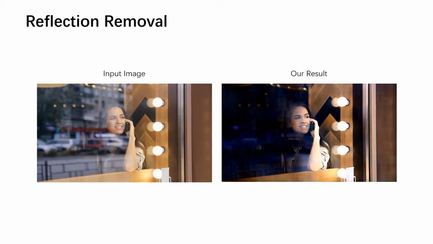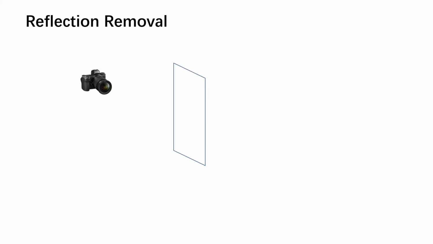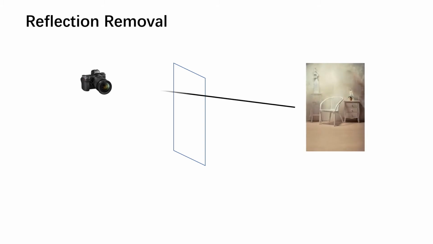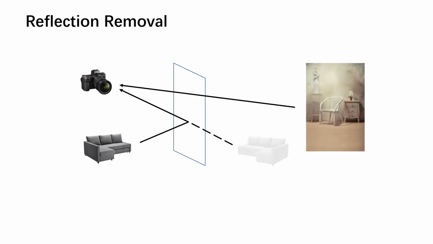In this paper, we solve the problem of reflection removal. Given an image with reflections, its goal is to generate its corresponding clean background. When users take photos through glasses, the content of the captured image comes from two parts. First, the transmitted background light behind the glass. And second, the reflected light against the glass that comes from the same side of the camera.